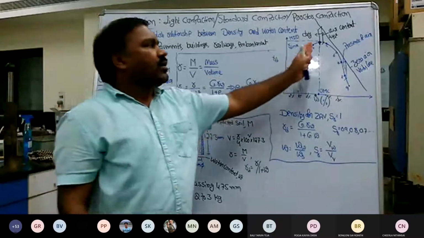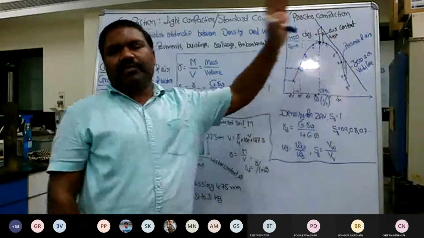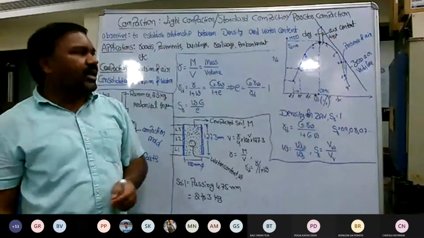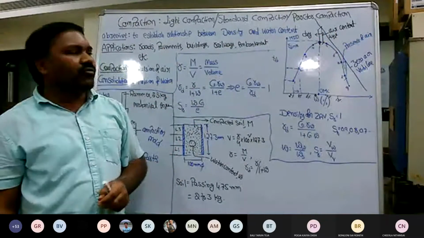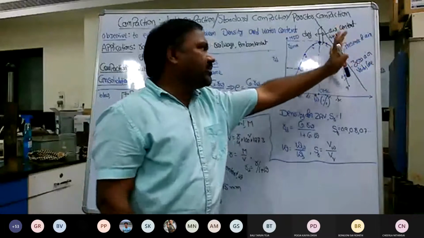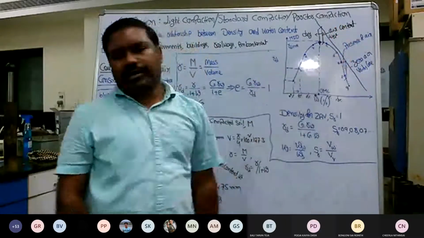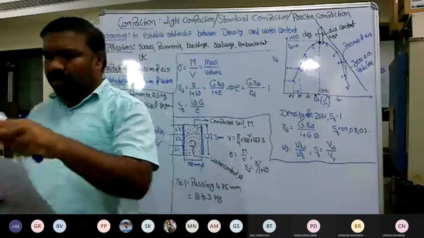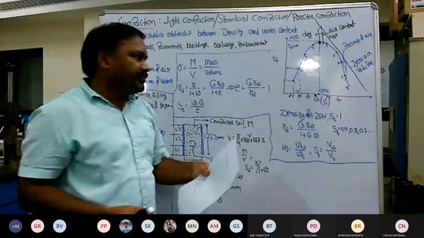But if you look at the wet side, the degree of saturation is almost nearly 1. Not at the OMC or the MDD, but on the other side, exactly a little bit away. So your degree of saturation is found to be nearly 1.